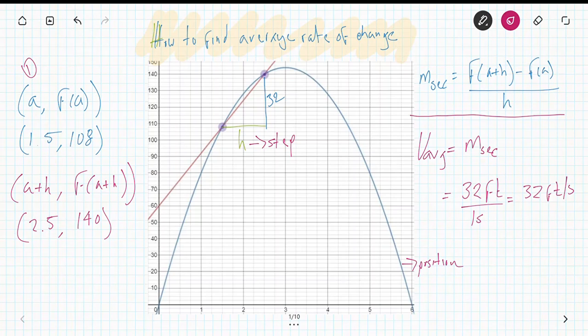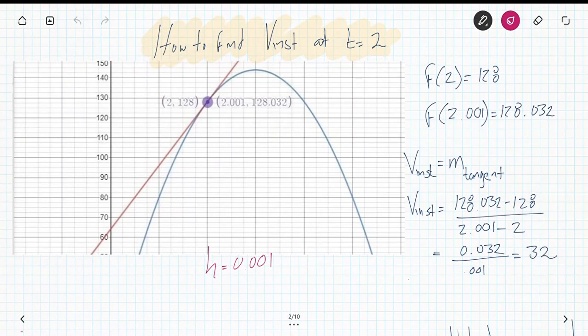The slope is simply the change in y over the change in x. We know that our step, looking at our graph, is simply going to be 1. Okay, so that's essentially the change in x. And the change in y is 32 feet. Okay, so essentially the average speed between time 1.5 and 2.5 is 32 feet per second. This is definitely not complicated. All we're doing is just taking the slope between 2 points.